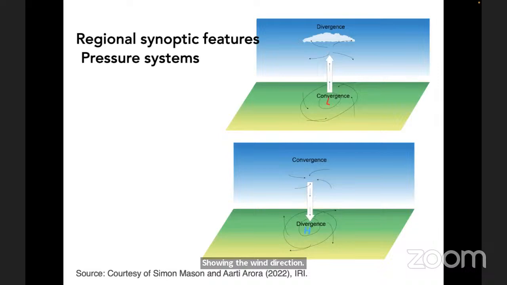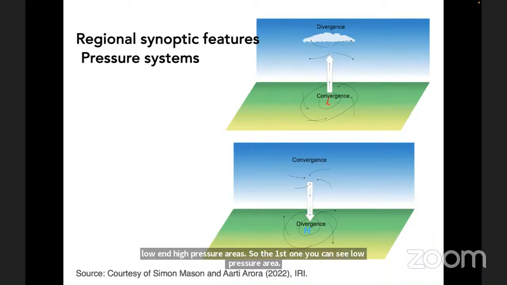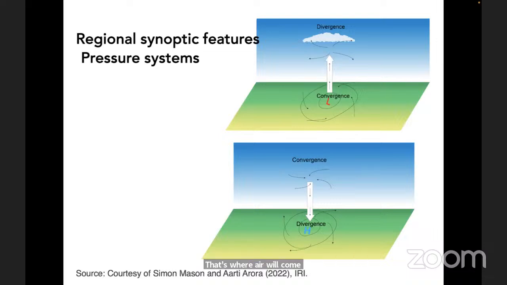So you see what happens on the ground and what happens at the upper level for low and high pressure areas. The first one, you can see low pressure area. That's where air will come to converge. And when air converges at one place, it has to rise. That area will be cloud. That's where rainfall forms, assuming that the rising air has moisture in it.